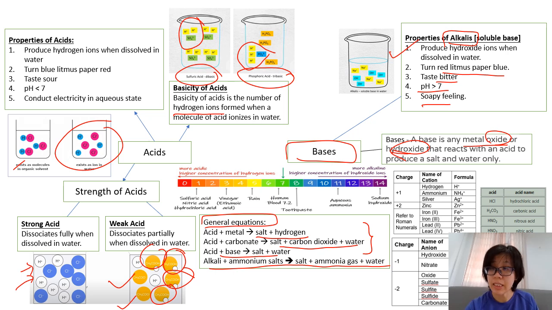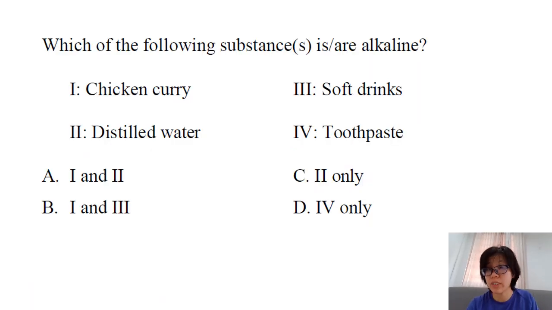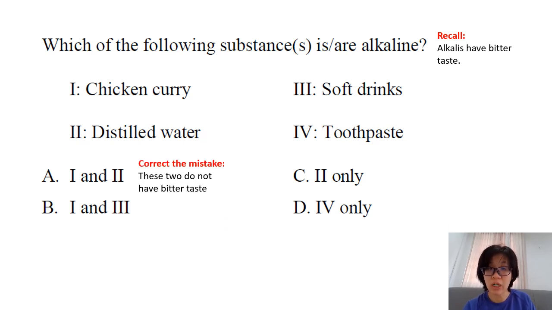Okay, then the next point. What kind of questions can come up? For MCQ, they can ask you simple things. Which of these are alkaline? Recall, just now we learned, alkalis have a bitter taste. So this may be one way that you can check whether something is an acid or alkali or not. Chicken curry, I don't think it tastes bitter. So 1 and 2, distilled water, water has no taste, so it is not an alkali. Soft drinks generally, the one that is bitter here is really toothpaste.